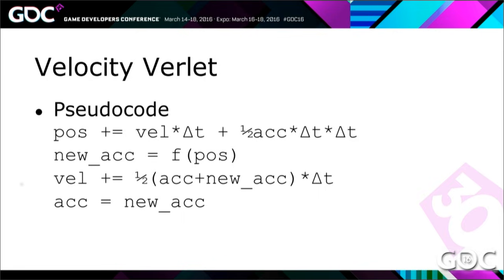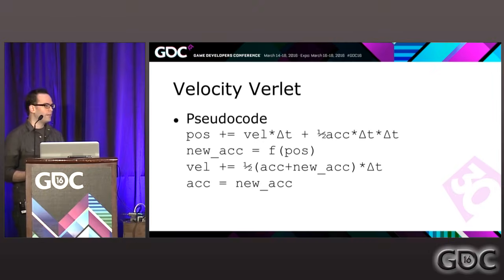The way velocity relay is written, you start off similar to Euler integration. You increment position based on velocity. But then we have this term, 1/2 acceleration times the square of the delta time. Then you calculate a new acceleration value as a function of position. You increment your velocity by an interpolation halfway between the previous and new acceleration values. And then you commit the change to acceleration.